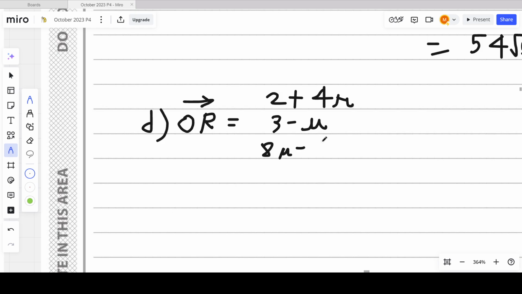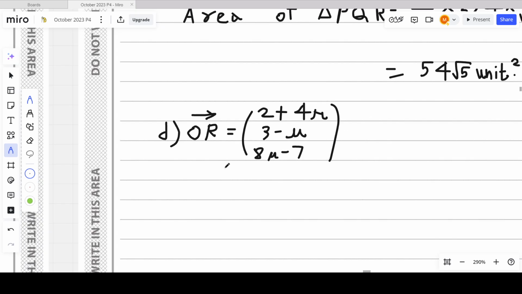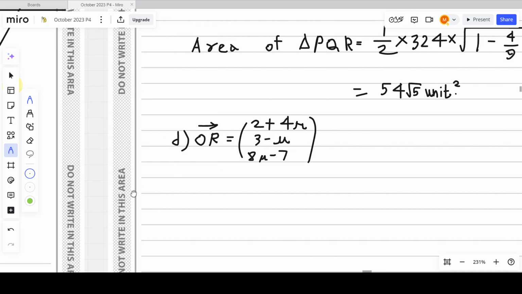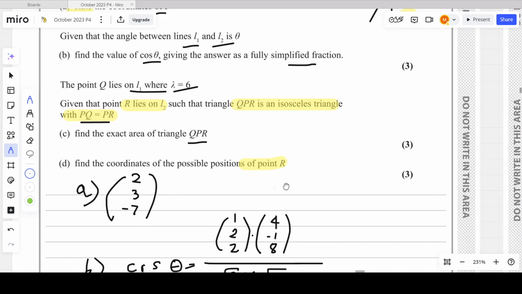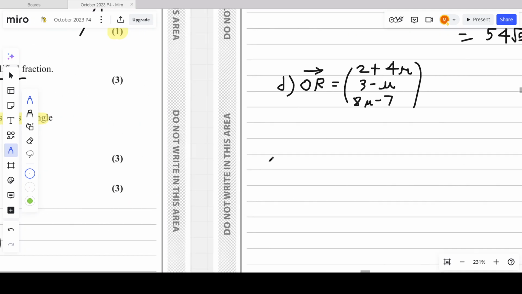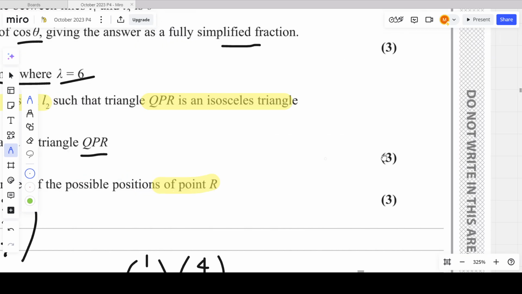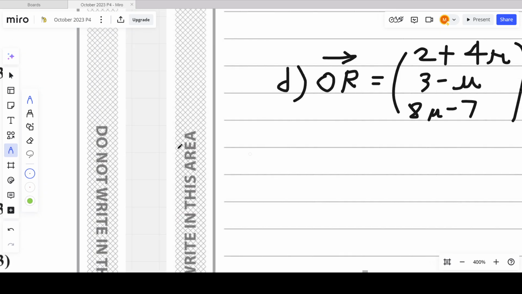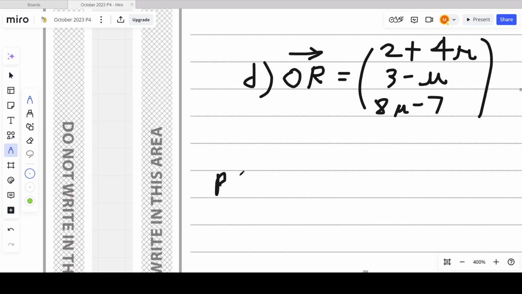Minus 7, 8 mu minus 7. This is the position vector of point R. Next, we know the coordinates of point P, so let us find PR. PR is OR minus OP, right?